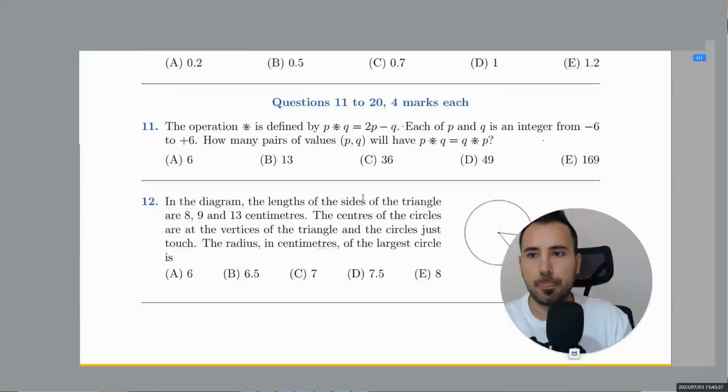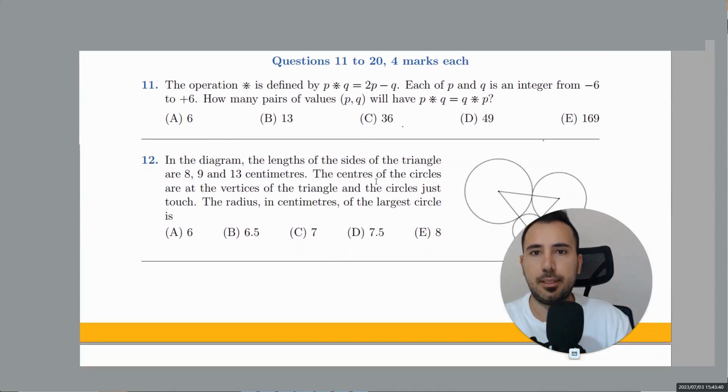Question 11. This operation that we're going to define is defined by p ⊛ q equals 2p minus q. Each of p and q is an integer from -6 to +6, inclusive. How many pairs of values p, q will have p ⊛ q the same as q ⊛ p? It might look difficult, but it's not difficult at all.